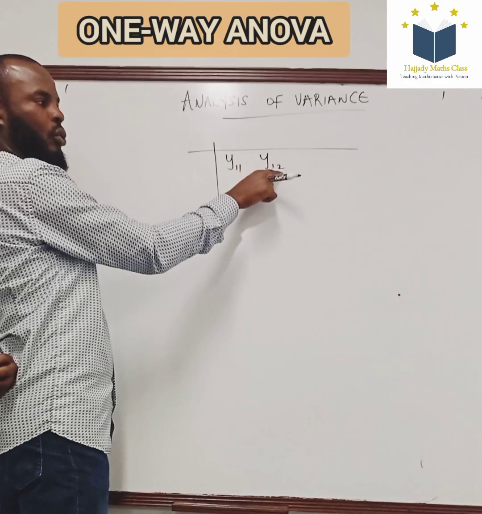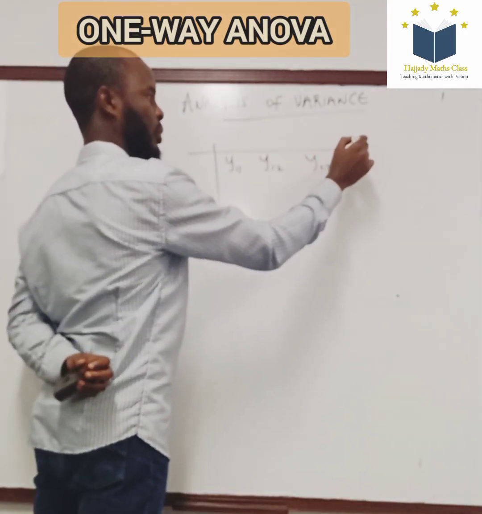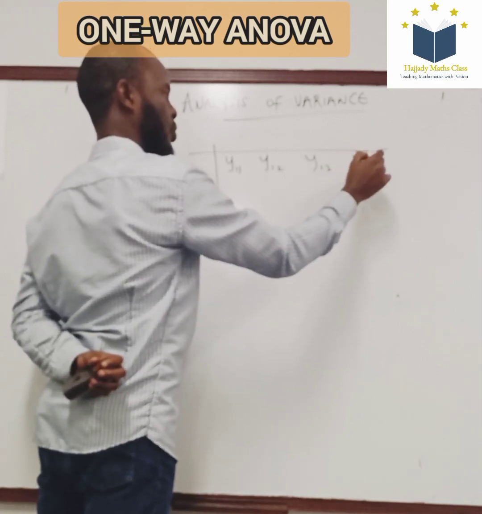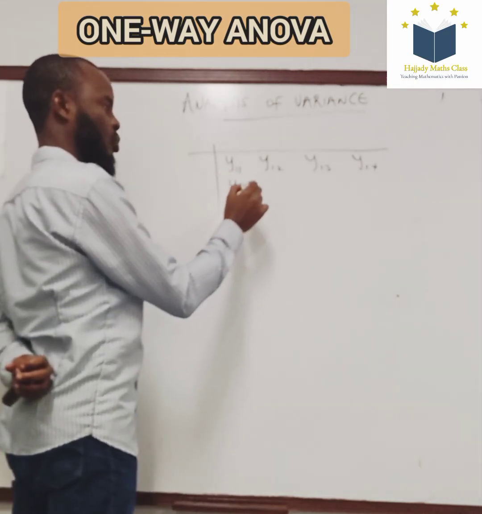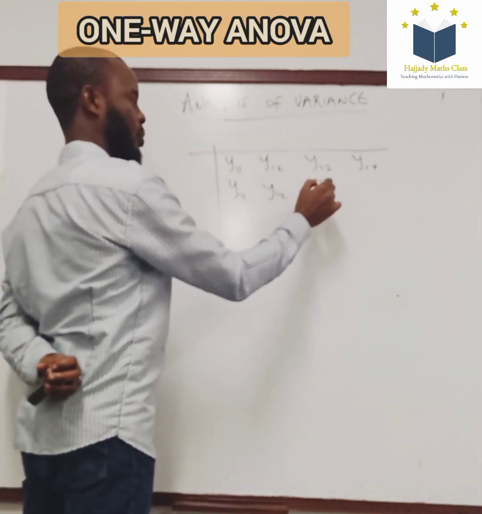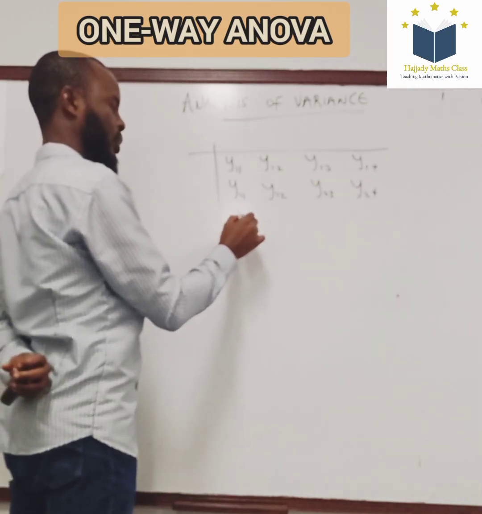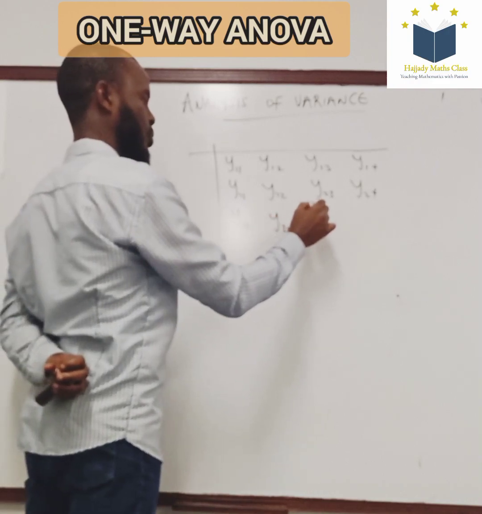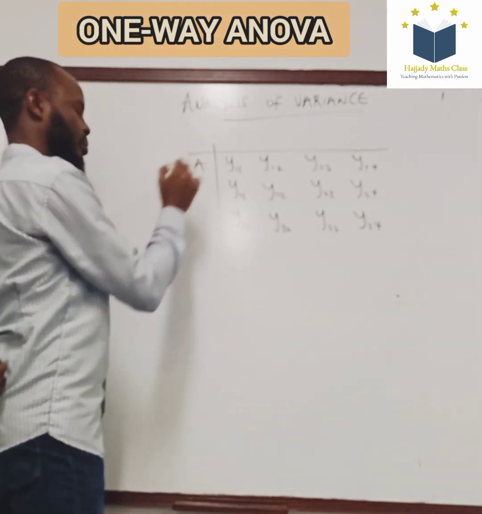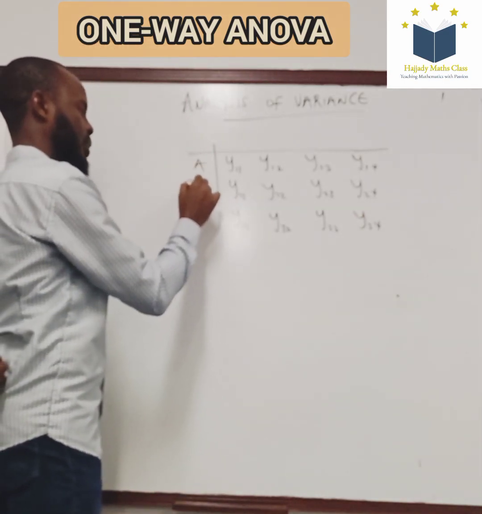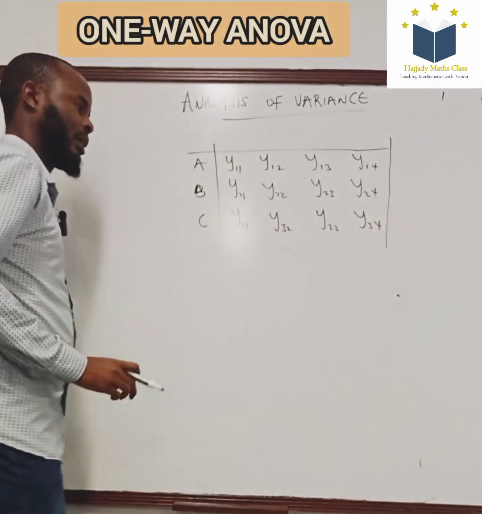In the second column, first row, third column, and I also have first row, fourth column. So I have the same thing here, 2,1, 2,2, 2,3, 2,4, 3,1, 3,2, 3,3, 3,4. So here I'm having plant A, B, and also C. So these are the plots.